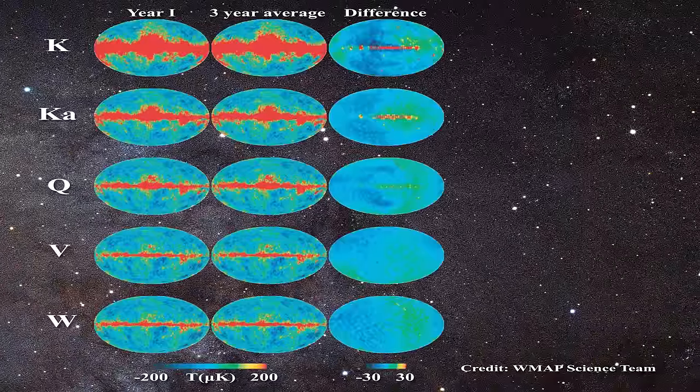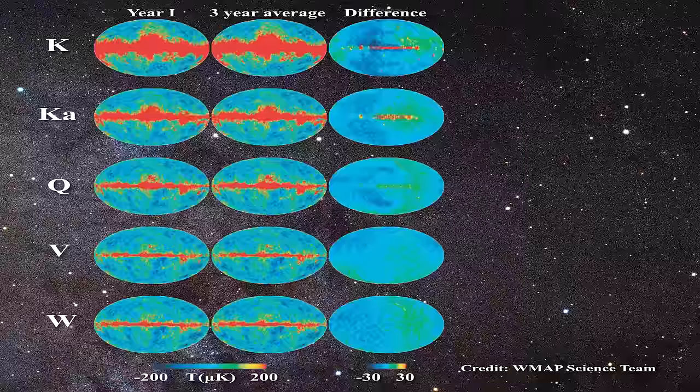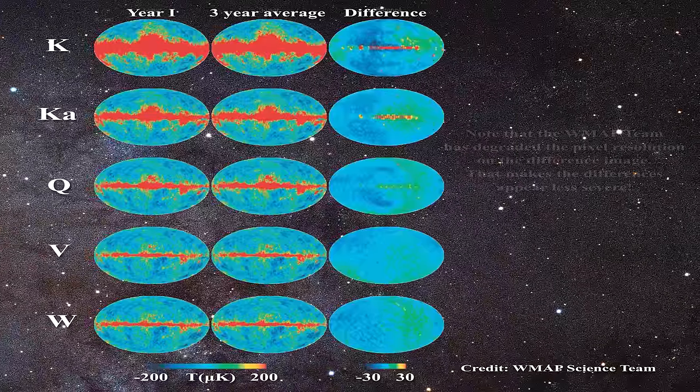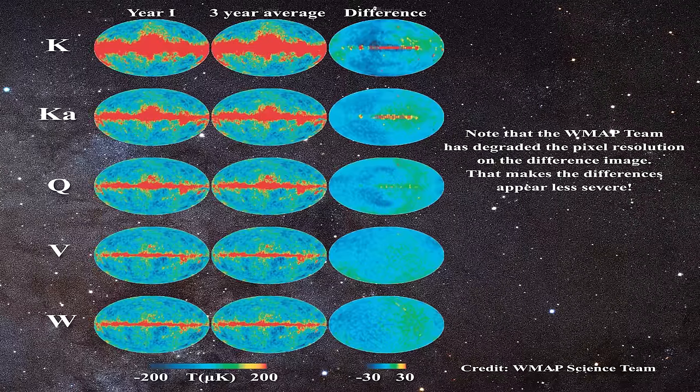Indeed, the galactic foreground is a key problem in generating the anisotropy maps, not only because it is strong, but also because it is not stable. In fact, over time, the galaxy is well known to have slightly varying microwave emissive power. As a case in point, just have a look at this set of images, which displays maps at the 5 frequency channels for the first year versus the 3-year average. The difference maps are displayed on the far right. Everyone can note that a substantial residual remains in each image.